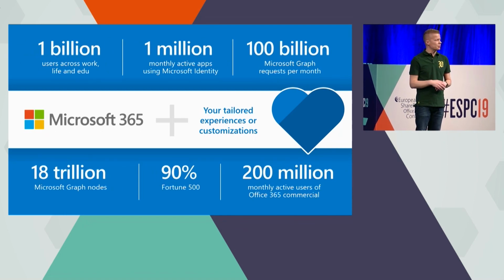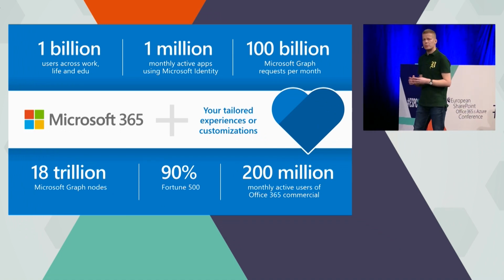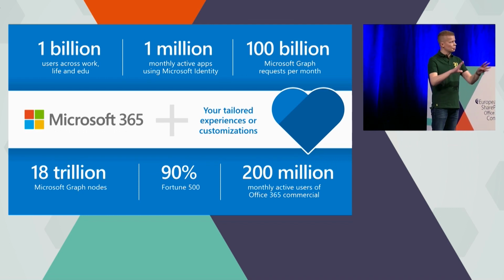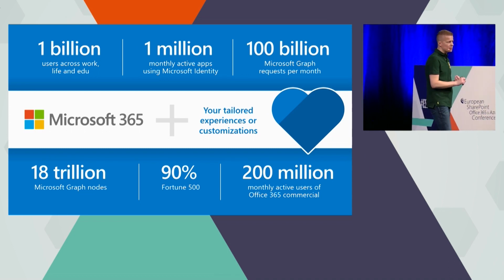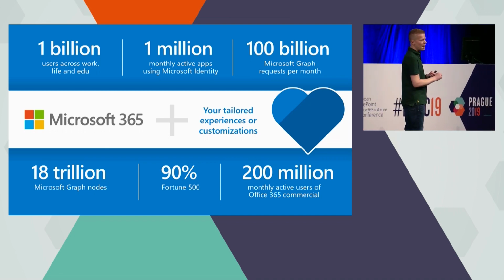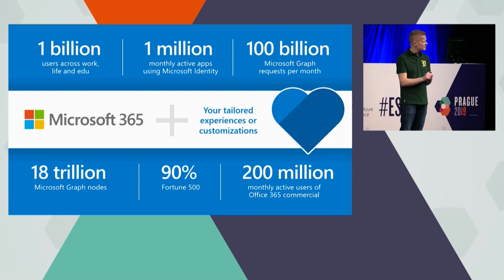Now, if you think about this from the dimension of an architecture, if we think about the opportunities around this from a partner ecosystem perspective, we have 1 billion users across work, life, and EDU building on top of, or using, Microsoft 365. So it's a massive opportunity for you as a partner or as a developer to extend those experiences in multiple devices across the world. We have 1 million active apps using Microsoft Identity. There's 100 million Microsoft Graph requests per month. It's a massive number. 18 trillion Microsoft Graph nodes.